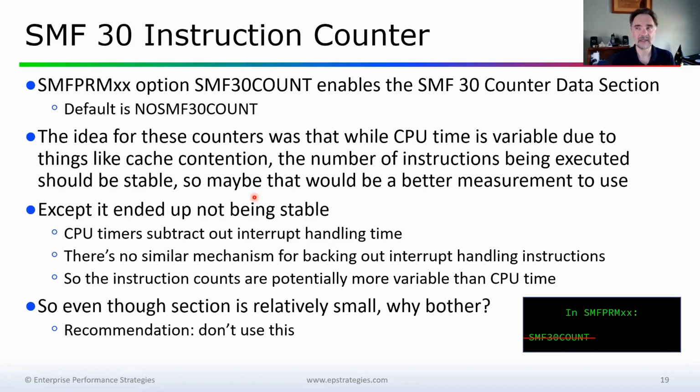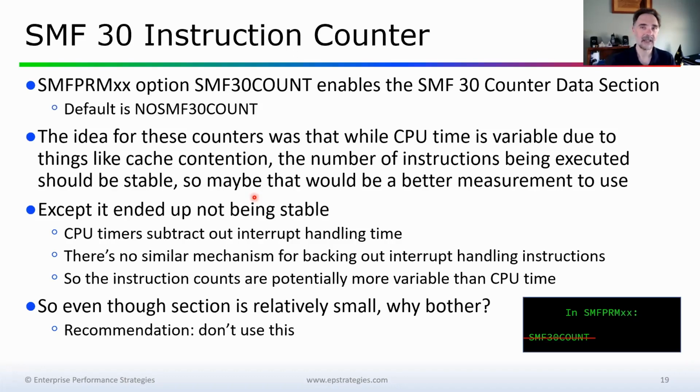And the idea for these counters was, hey, wouldn't it be great if we had a count of the number of instructions being executed? Because if we execute the same code repeatedly, we'll get variable CPU times in today's world. You could run the same batch job with the same input and the same output, and in most customer environments, if you run that batch job 5 times, you'll have some variability in the CPU time. Depending on the environment, that variability may be relatively small, maybe plus or minus 5%. Well, plus or minus 10% is not unheard of and is not unrealistic.